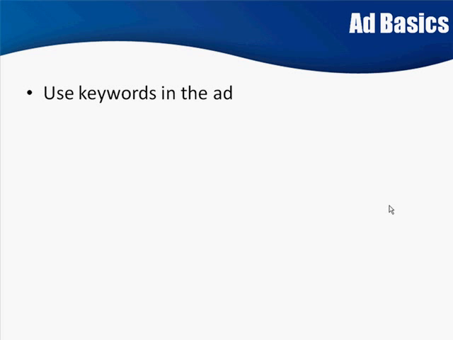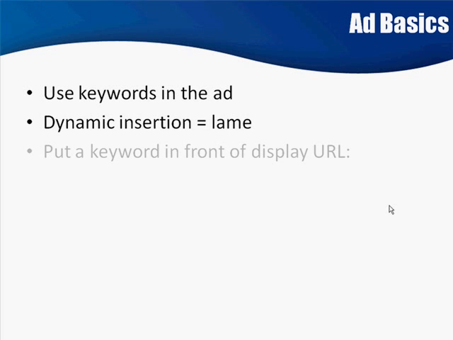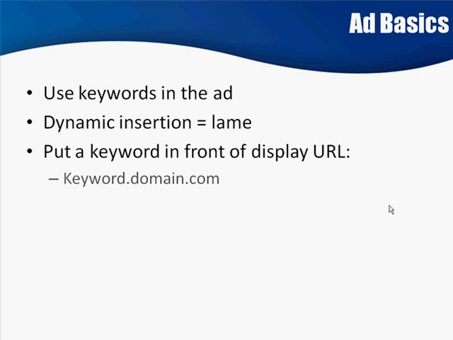What Google does is when you do a search for something, any ad that had the keyword, that keyword is bolded, so it kind of helps it stand out a little bit. Dynamic insertion is lame. Don't use it. It does not help your quality score one bit, and we definitely want to focus on helping the quality score out, because that helps you get better positioning for less actual cost. Here's another trick. Put your keyword in front of the display URL, and that will look somewhat like this.